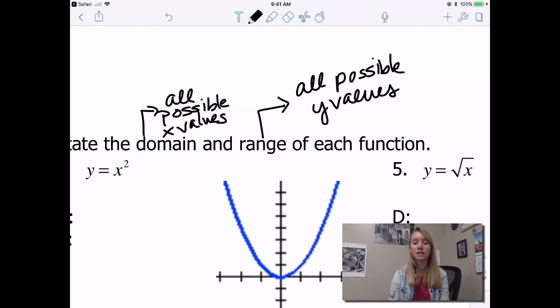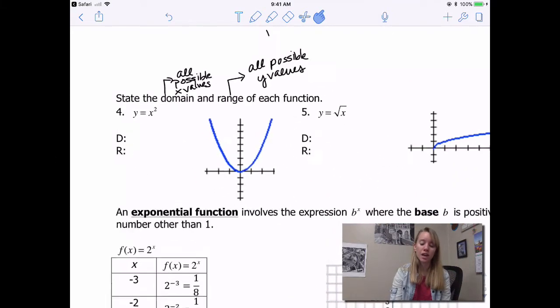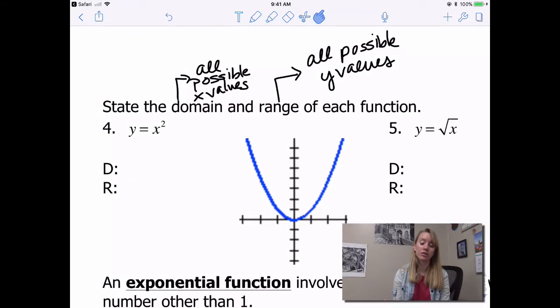So when we talked about domain and range, we would talk about what x values I plugged in, and what y values I got out for the range. But we can also look at the graph of a function and decide what its domain and range are. If I look at this first one, this is like a calculator window, so I can assume that this graph continues on forever. This is the graph of y equals x squared, or a parabola.